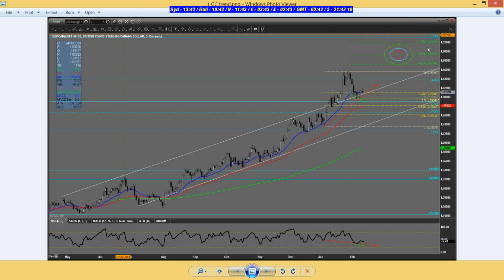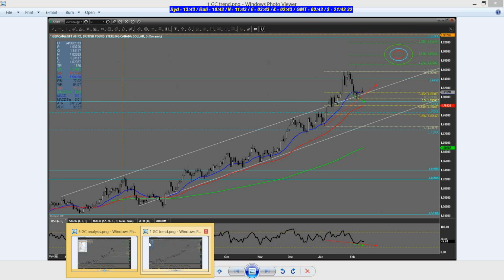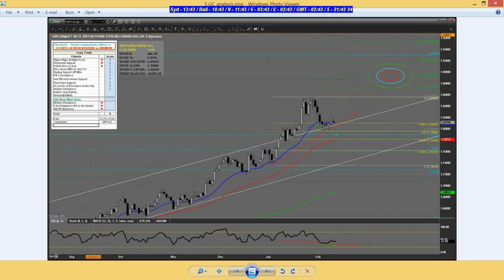For this to rise, the CAD would need to weaken. Well, it certainly should weaken against the pound. Is it possible for the CAD to continue weakening? Absolutely. They're in a lot of trouble, the economy. They're talking about lowering rates.